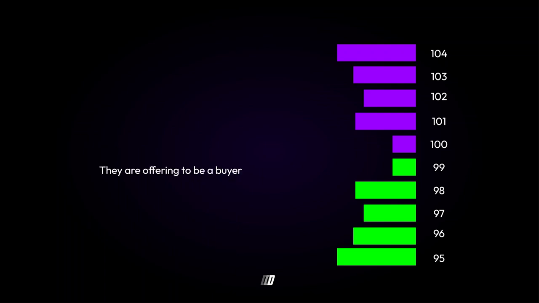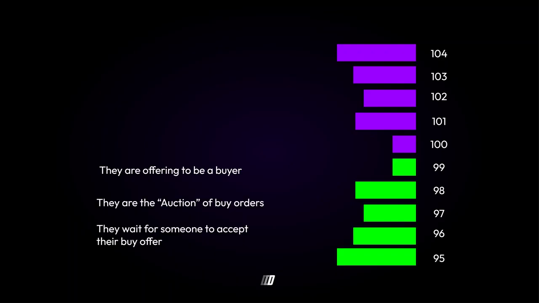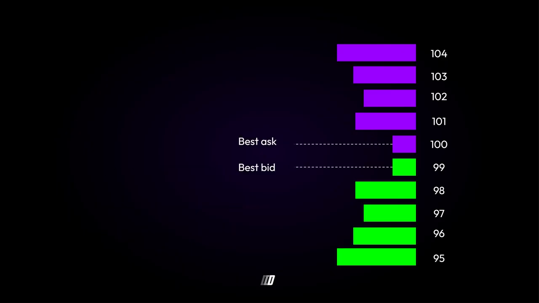And they're offering to be a buyer, okay? They are the auction of buy paintings. And they wait for someone to accept their buy offer, okay? So they're just waiting. And we call the closest bid and the closest ask to the current price the best bid and the best ask. So the best ask is the best possible price at which there's at least a seller available in the book. The best bid is the best possible price where there's at least a buyer in the book.